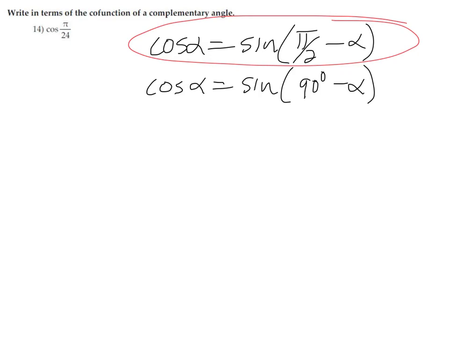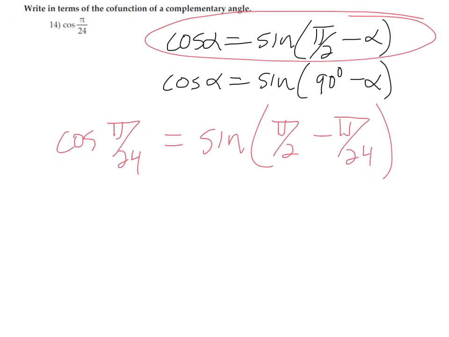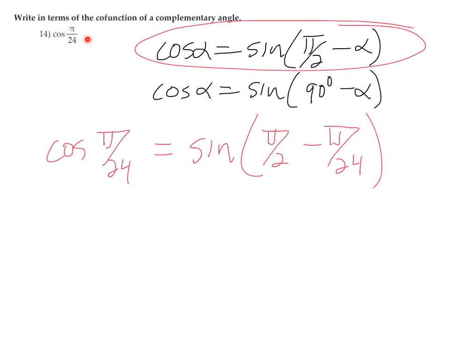So what you have to do here is cosine of pi 24ths equals sine of pi halves minus pi 24ths. All you have to do is take your identity. We have alpha, pi 24ths. That's going to go in alpha, and it's going to go in alpha. That's all we've done. Alpha is going to go there and there. Done.